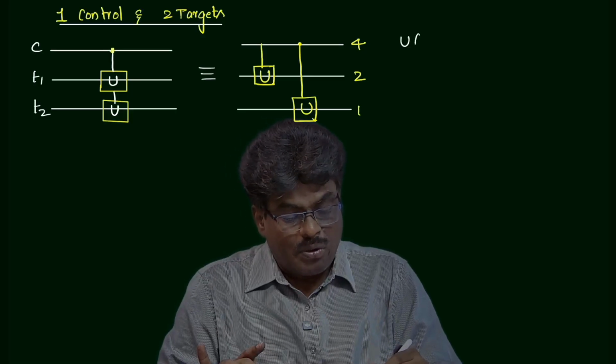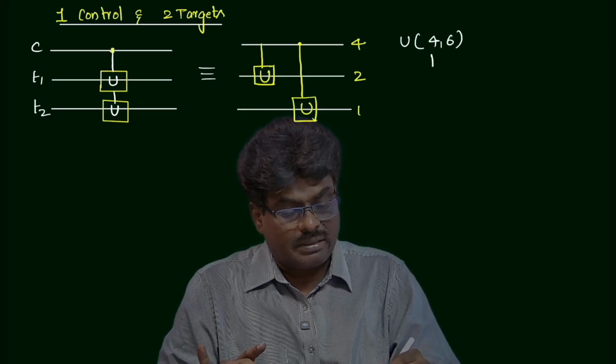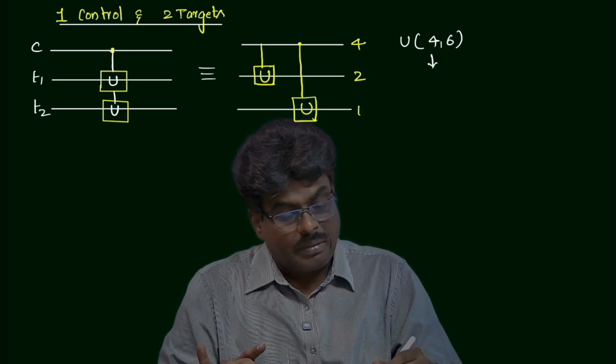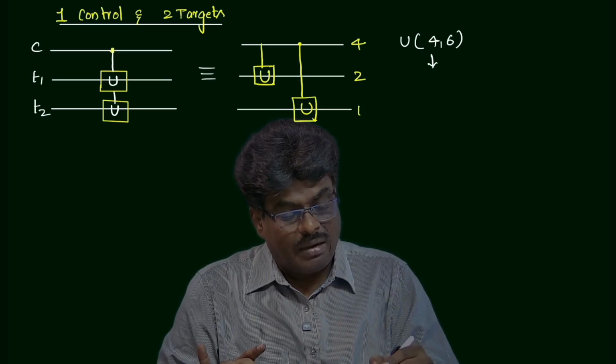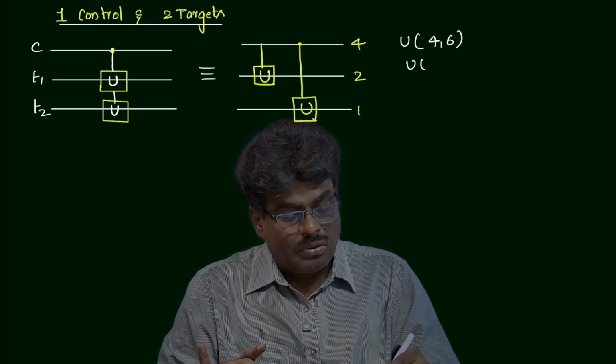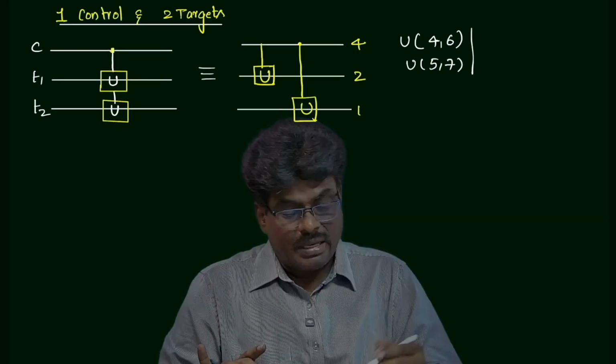Now this is u of 4 to 2. That's why 4 comma 6. But what is remaining? 1 is remaining. So that's why plus 1. If you add plus 1, u of 5 comma 7. Close. Come to the next operation.